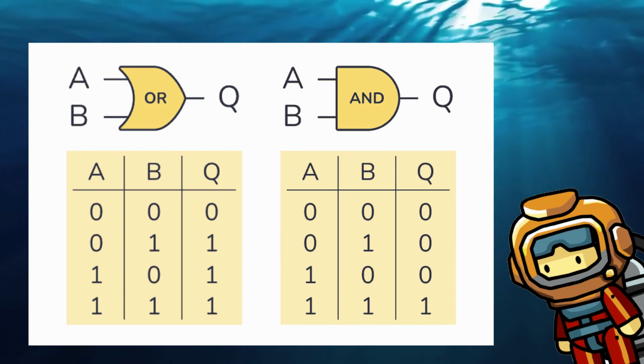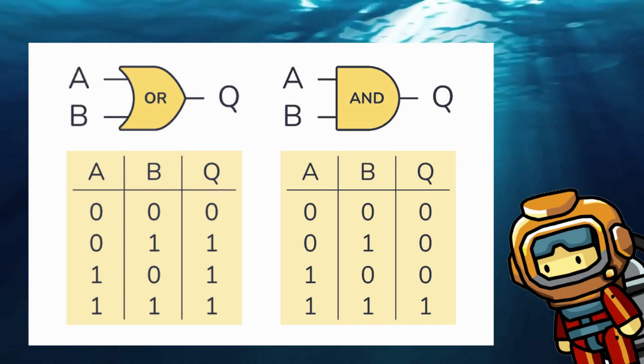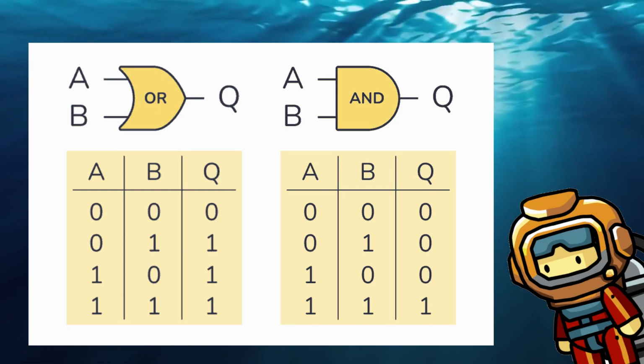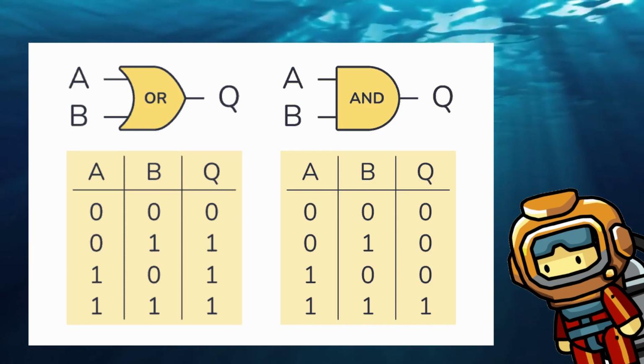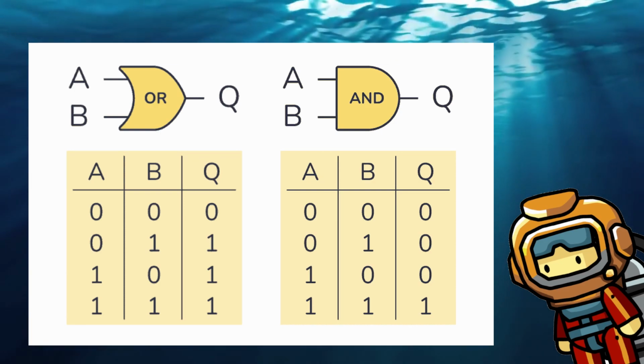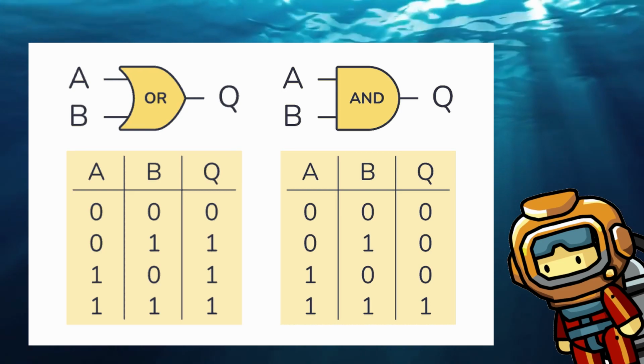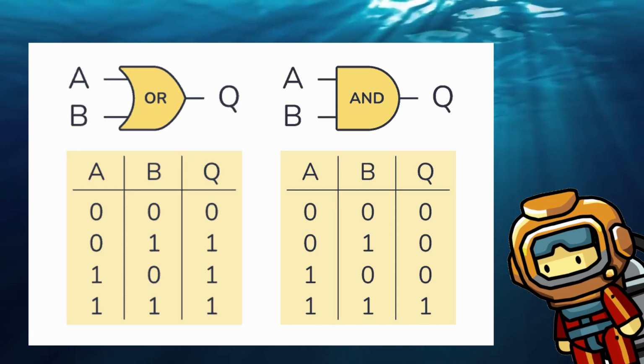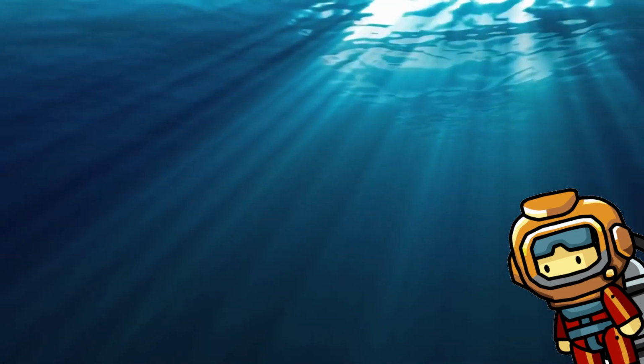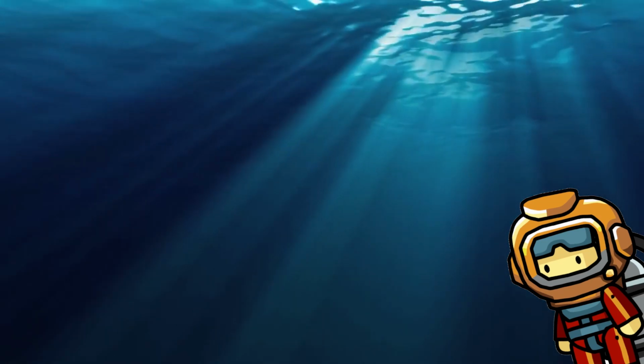If you look closely at the order, you can see the combinations go in order in binary. 0, 0 is 0 in binary, 0, 1 is 1, 1, 0 is 2, and 1, 1 is 3. So we're listing out all of the possible combinations in order when writing them in a truth table.